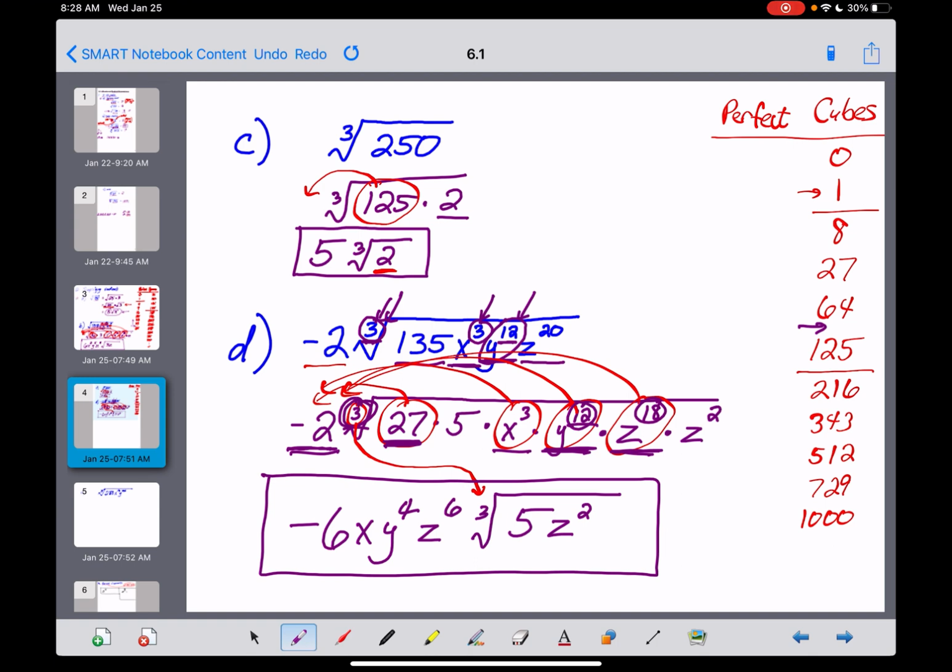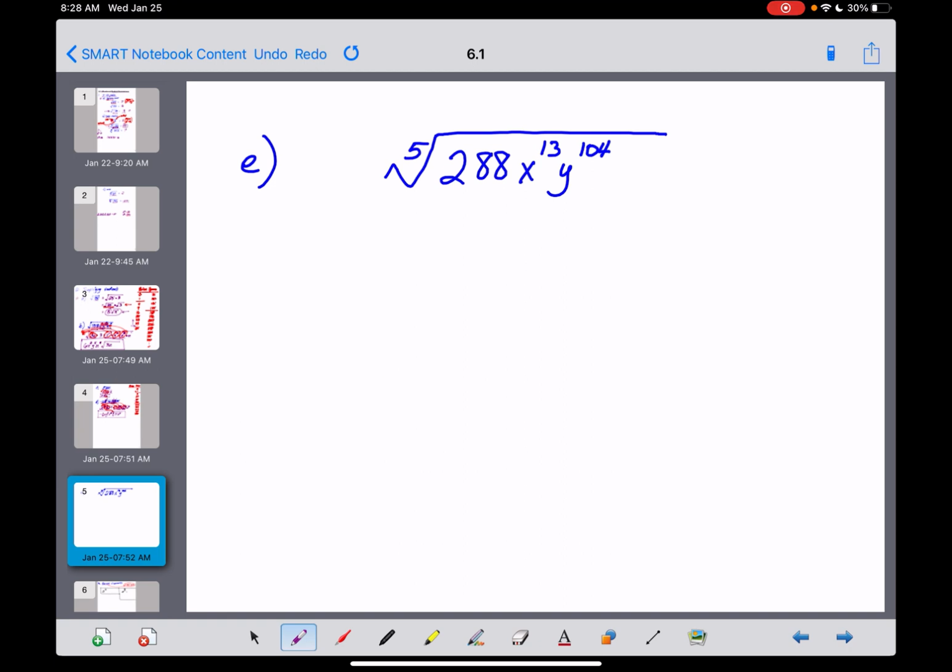Again, most of your homework on 6.1 is going to deal with problems like this. Simplifying radicals that might very well be more complicated than square roots and are likely going to contain variables as well. I got one more to do with you guys in this section right over here, just to show you that, hey, as bad as you think things are, they can always get worse.